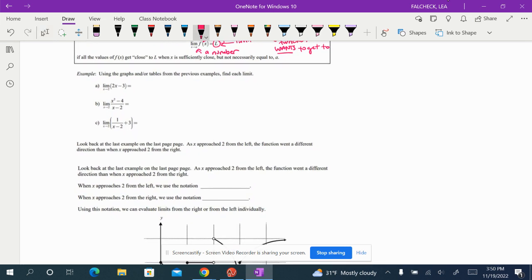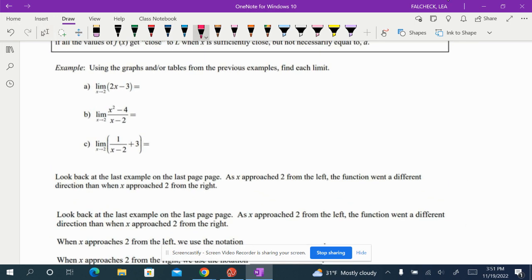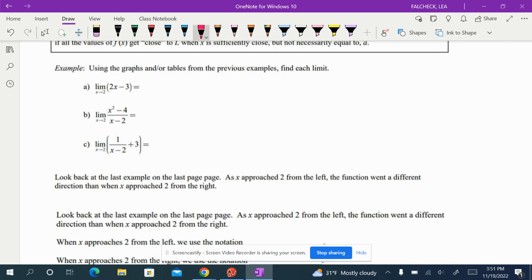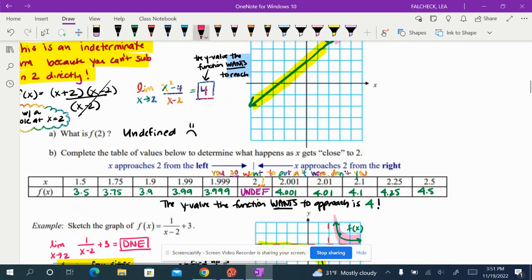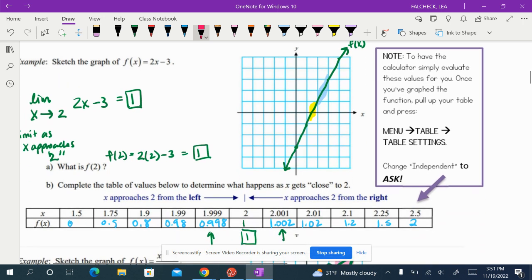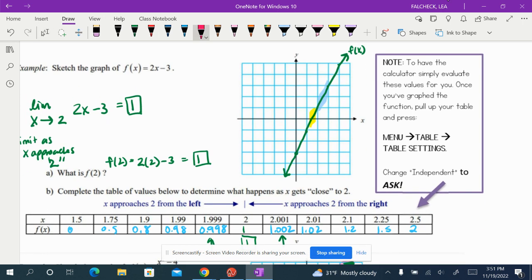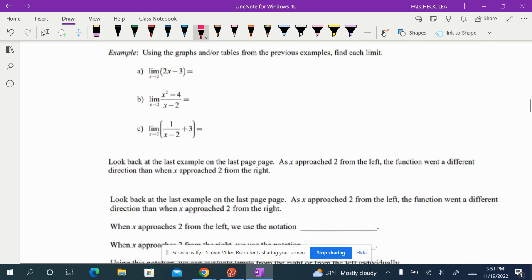So using the graphs and/or tables from the previous examples, find each limit. Part A, the limit as x approaches 2. Notice here that they don't distinguish if we are approaching 2 from the left or the right. We're just looking as x approaches 2 of 2x minus 3. So let's go up to our graph, 2x minus 3. We would go to the x value of 2, go up to the graph, and see that the y value of the graph when x equals 2 is 1. So our answer would be 1.